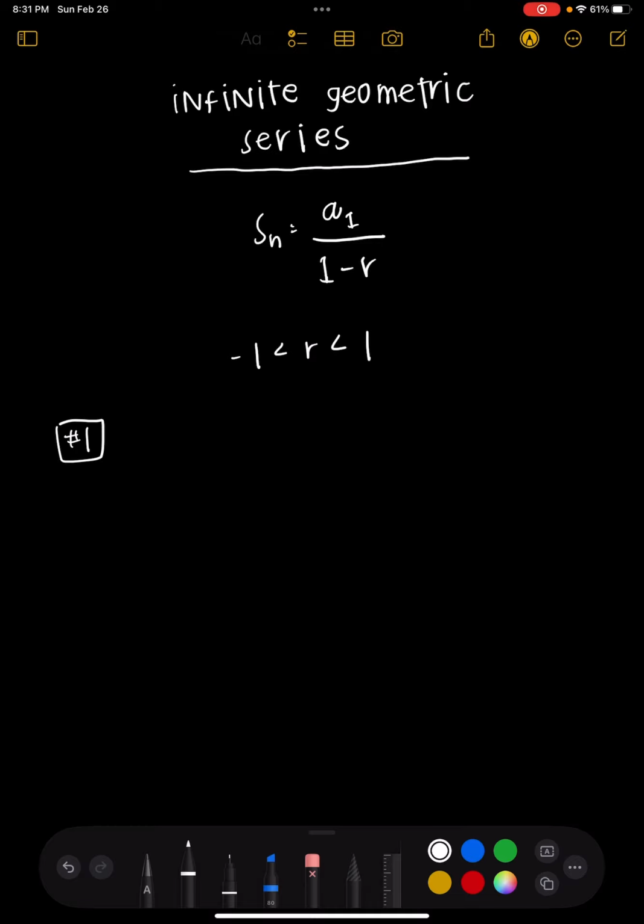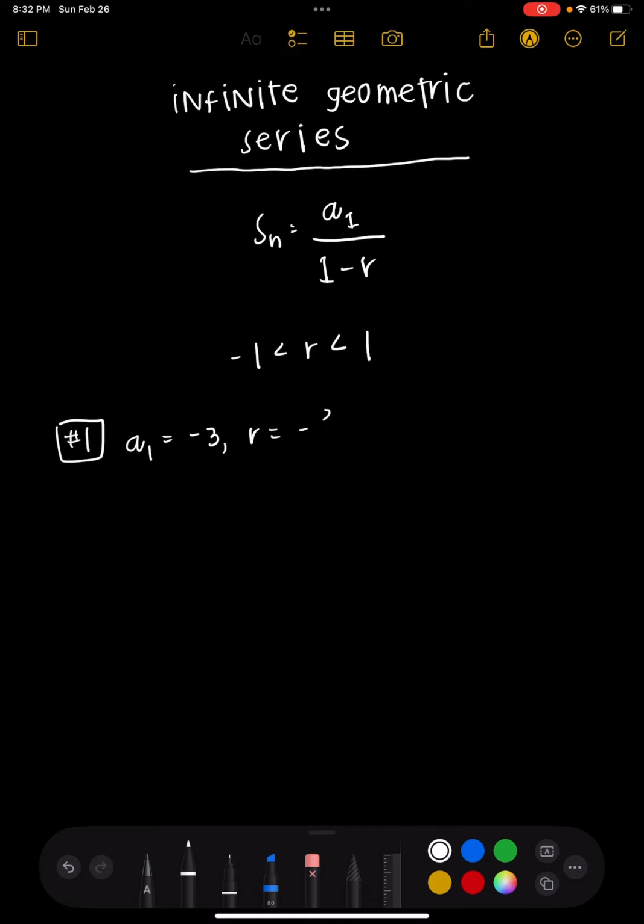Oh, and let me tell you, this formula up at the top, S sub n is equal to A sub 1 over 1 minus R, is the formula that we use for infinite geometric series.